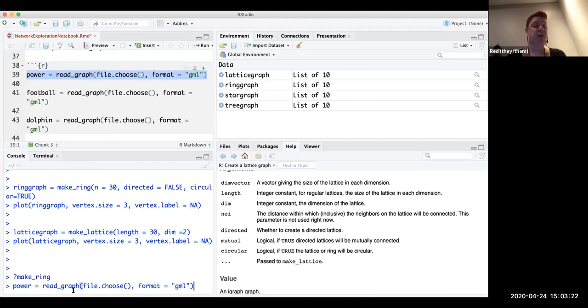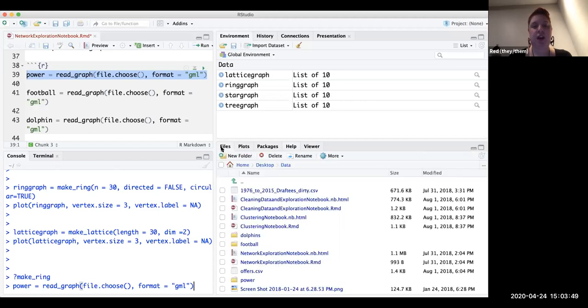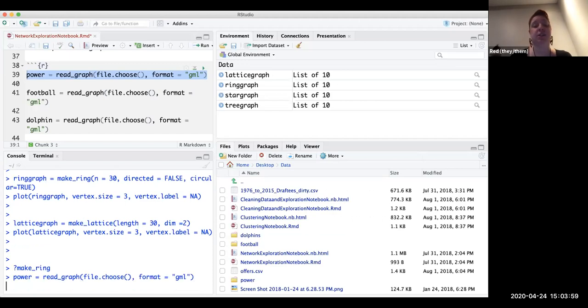Now in my read graph function, I've got this really nice command called file.choose. file.choose is one of my favorite things in R. It opens up a file browser so I can go find the file that I need on my computer and not have to remember the entire path. This particular file is on my desktop, and I have already navigated to it here in my files window.